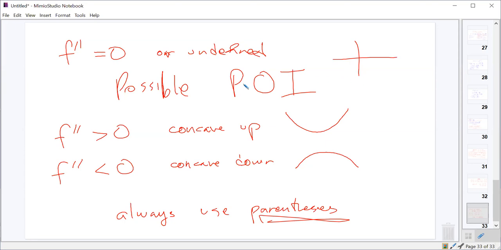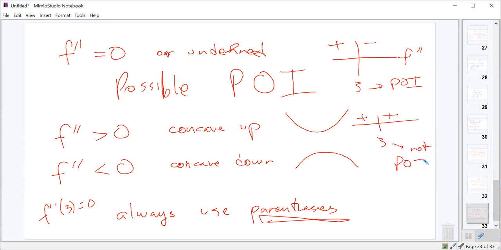And suppose we had f double prime of 3 was 0. We'd put 3 on a sign chart for a second derivative and see what happens. If it's positive here and negative here, there's a point of inflection. But if it is positive here and positive here, this is not a point of inflection. You have to look for the change in concavity. Somebody just asked about using a first derivative for the point of inflection. No, you cannot use a first derivative for a point of inflection. You must use a second derivative. The point of inflection is when the function changes concavity, which can only be indicated from a second derivative.